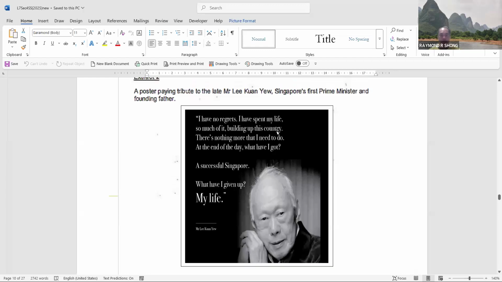I have no regrets. I spent my life, okay, it's the Singapore Prime Minister, so much of it, blah, blah, blah. There is nothing more than what you can do as a successful Singapore. When have I given up my life? So this is Lee Kuan Yew representing the government.